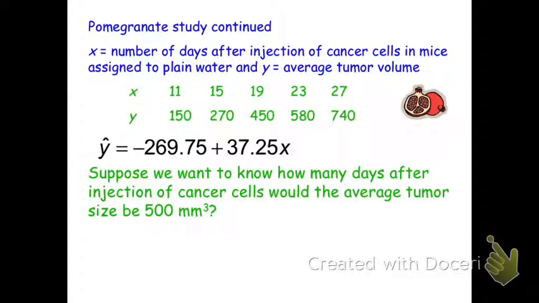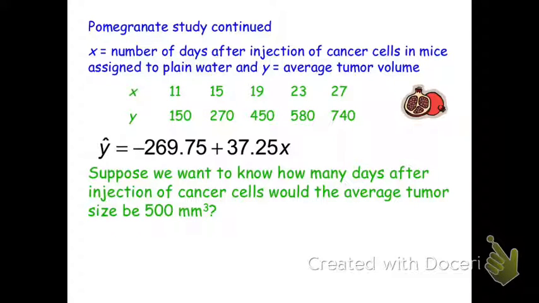So the next question, it's kind of going backwards, it's asking the opposite. It says, suppose we want to know how many days after injection of cancer cells would the average tumor size be 500. So it's asking me to go backwards, essentially, where it's giving me the tumor size, and it wants you to figure out what the number of days would be. So the most sensical thing to do would be, okay, well, let's plug into y hat, and then solve for x. But I'm going to tell you right now, that is wrong, okay?